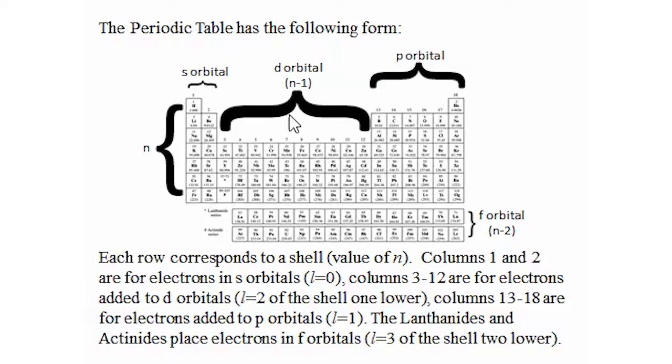In the middle, we've got the d-orbitals, but the d-orbitals are for the quantum number 1 below the row. So even though this is the 4th row, these are the 3d orbitals here. And then we've got the lanthanides and actinides down here that correspond to the f-orbitals. Okay? And they are for the shell 2 lower. So again, when I've got the 6s, I then go to the 4f's, the 5d's, and then the 6p's.